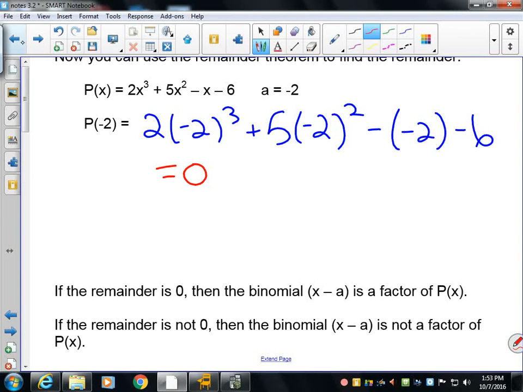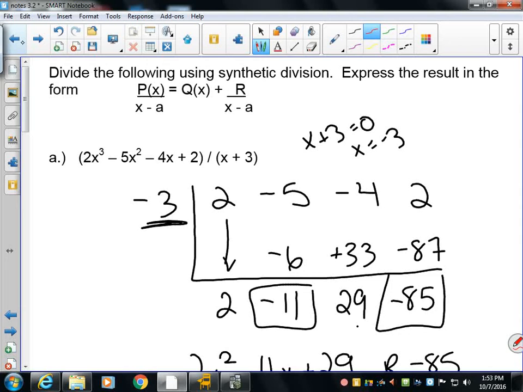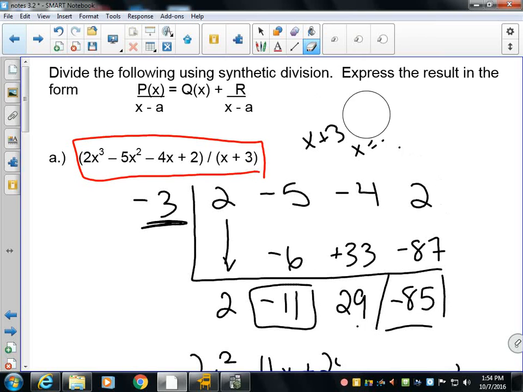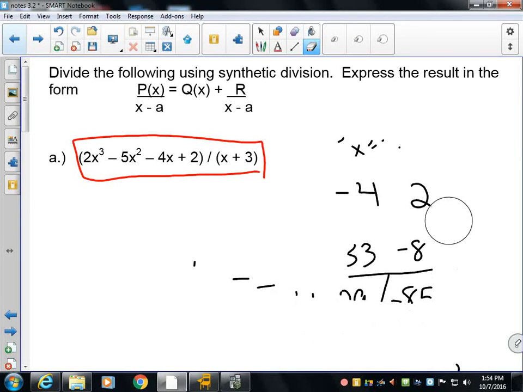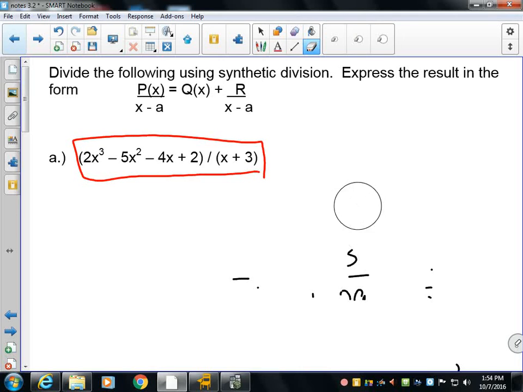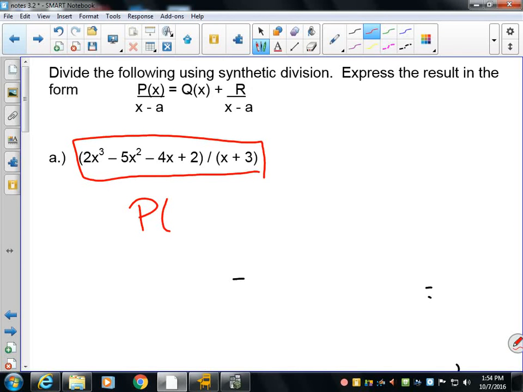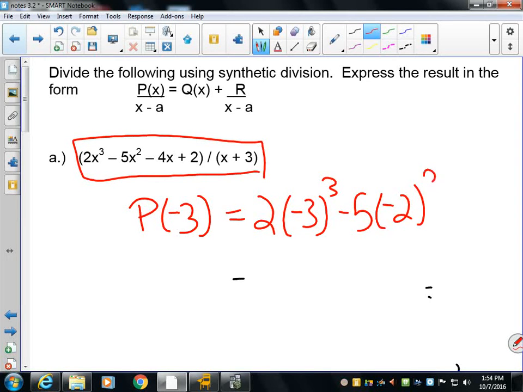Let's go back. Which one did we do and it didn't have a remainder? Here, this one. If we did this one, what do you think the remainder will end up being? Negative 85. It should be, right? Not that I was expecting you to calculate it out. So what value would we put in? Negative 3. So if we go 2 times negative 3 cubed minus 5 times negative 3 squared minus 4 times negative 3 plus 2.